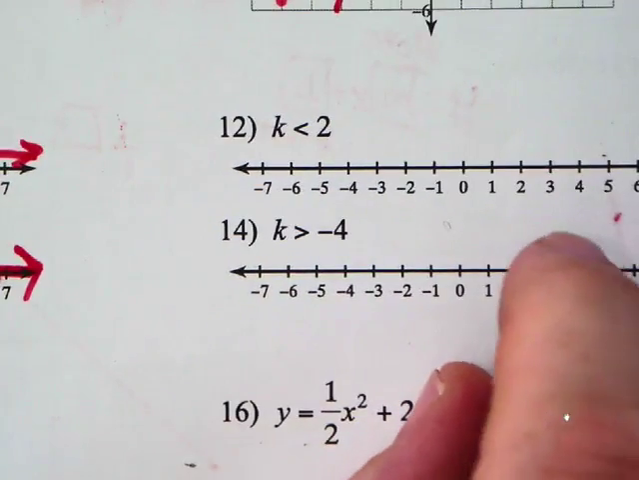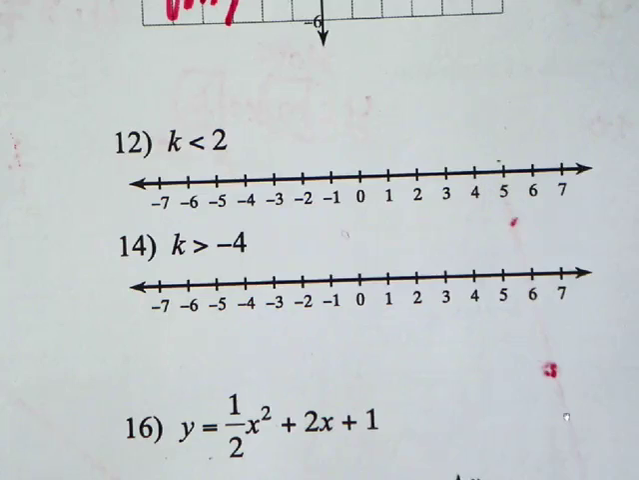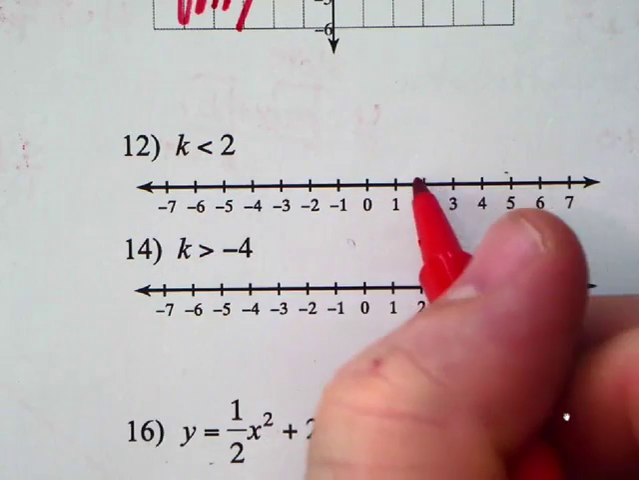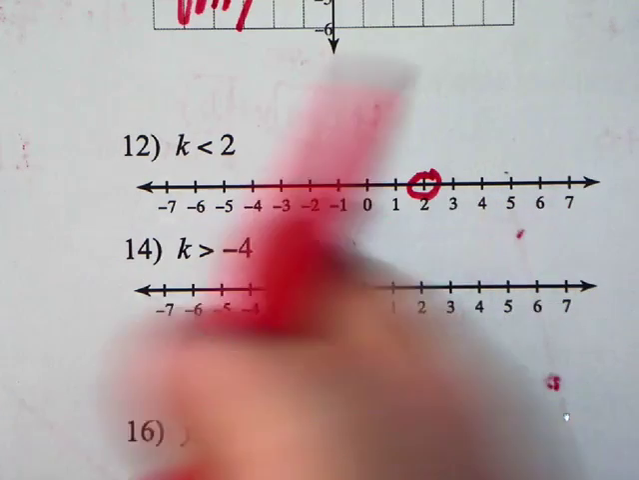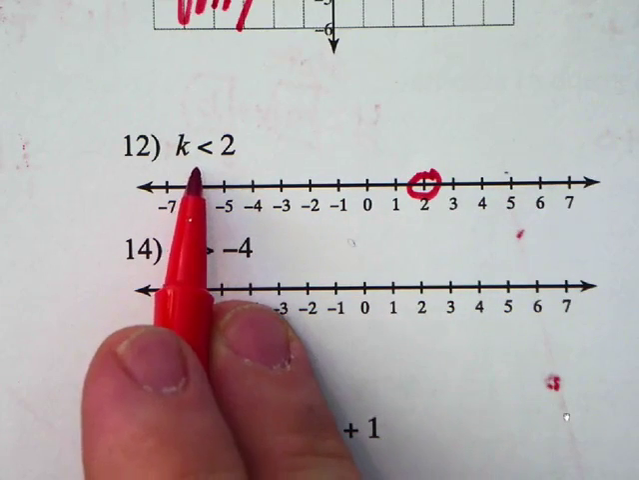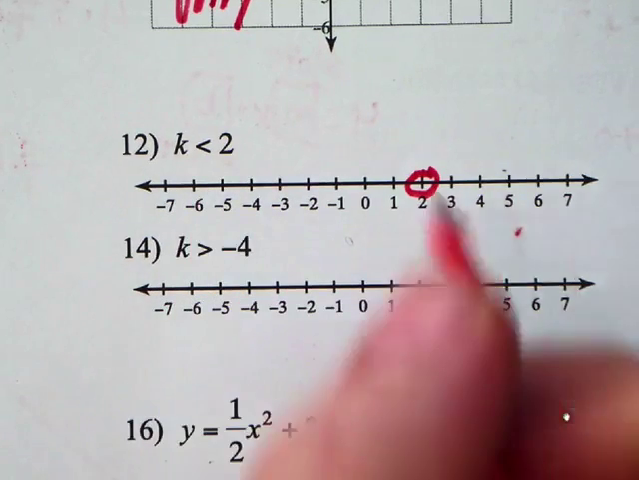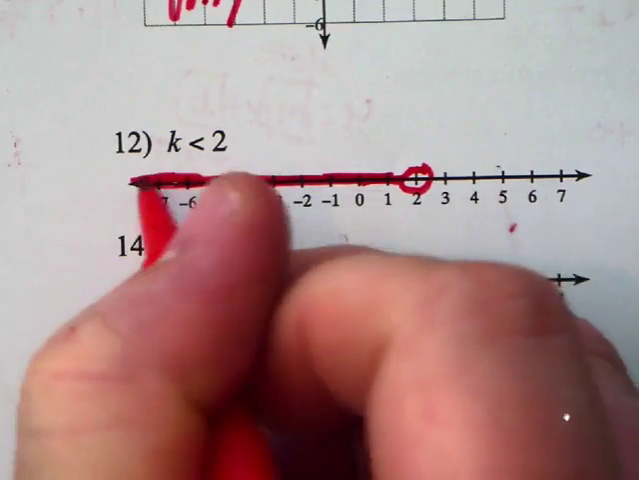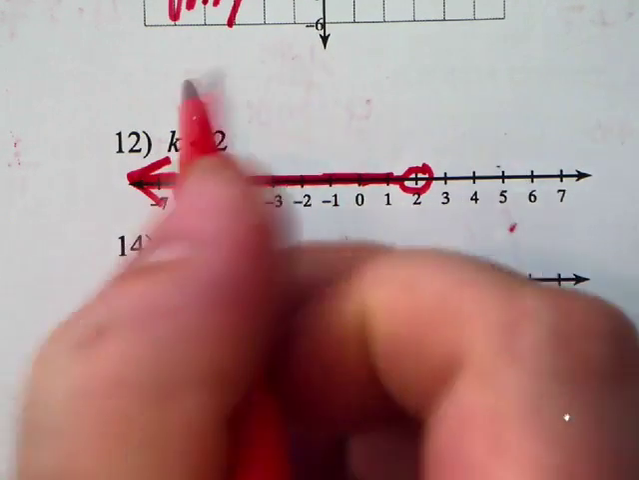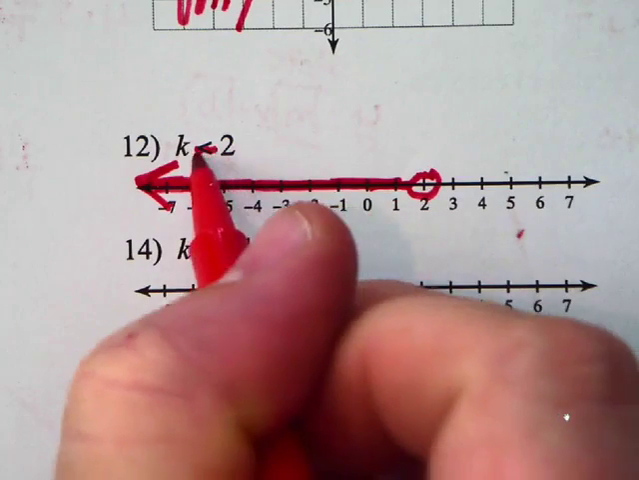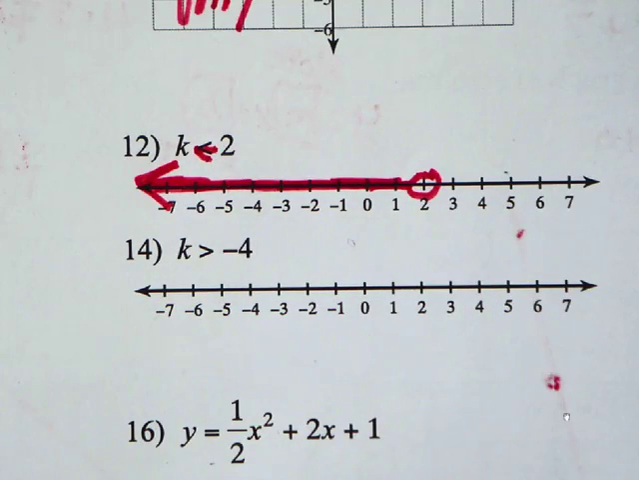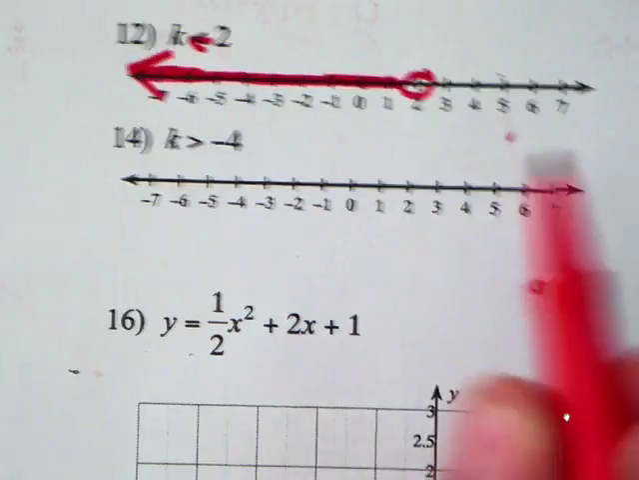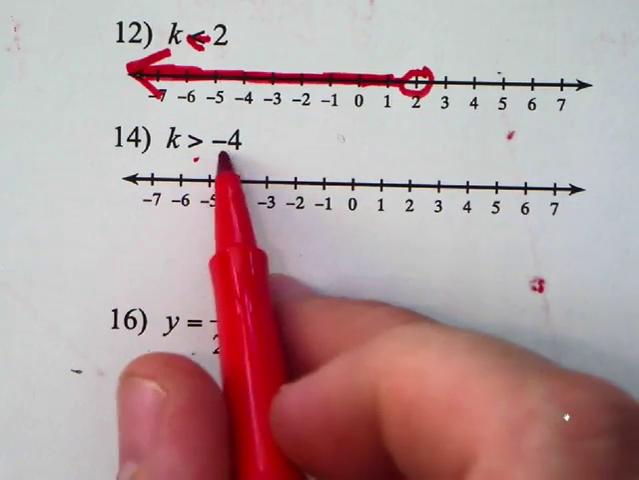Okay, number 12. In this one, we're drawing a circle at number 2. Is it hollow or filled in? It's going to be a hollow circle, and it's less than 2, so less than is everything that direction. Now, if you don't remember which way to draw it, just look at which way that arrow is pointing. The greater than, less than sign is pointing in a direction. It's pointing that way, so you need to shade everything that way.